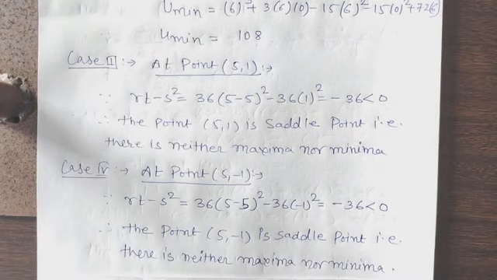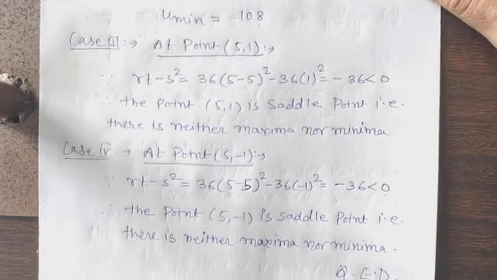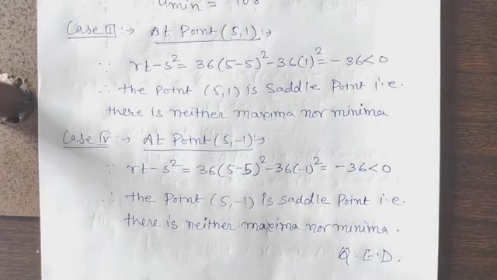So out of the 4 stationary points, 1 point is maxima, the other point 6, 0 is minima, and the remaining 2 points 5, 1 and 5, minus 1 are saddle points. So this is an example on maxima and minima of a two variable function. In the next video we will discuss a few more important examples on maxima or minima of two variable functions.